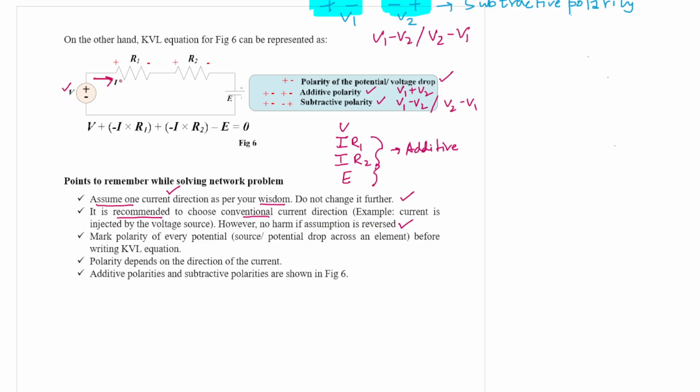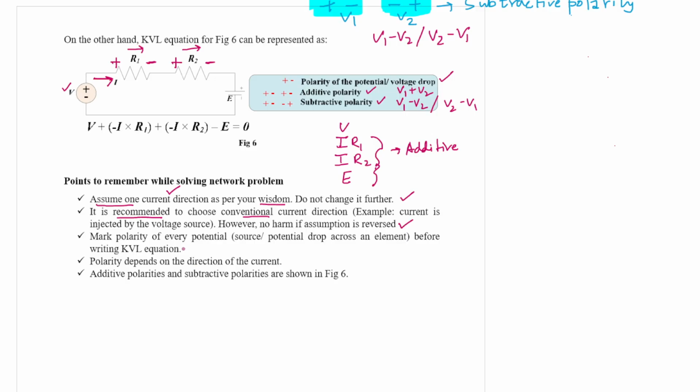Since I will be flowing through R1, a potential drop will come across this resistance. That is why this potential will be polarized as plus and minus. The left-hand side of R is plus and the right-hand side is minus, because current will flow from higher potential to lower potential. Similarly, the I R2 drop will cause this polarity, because current flows from higher potential to lower potential.